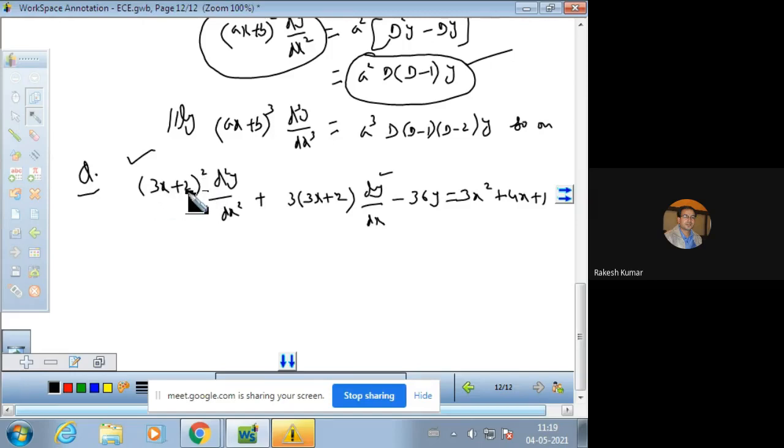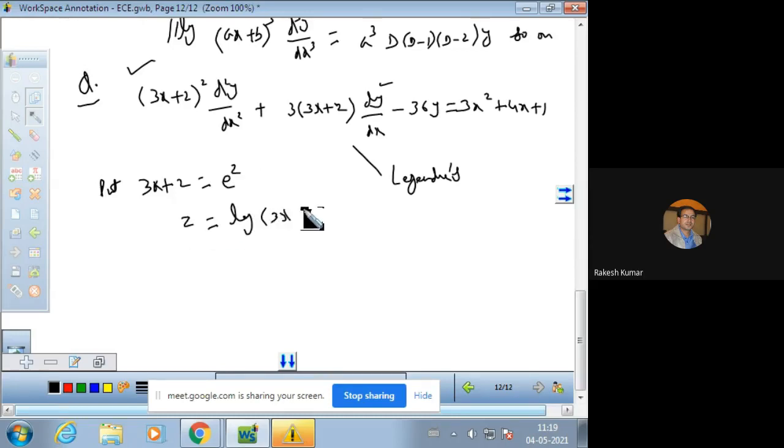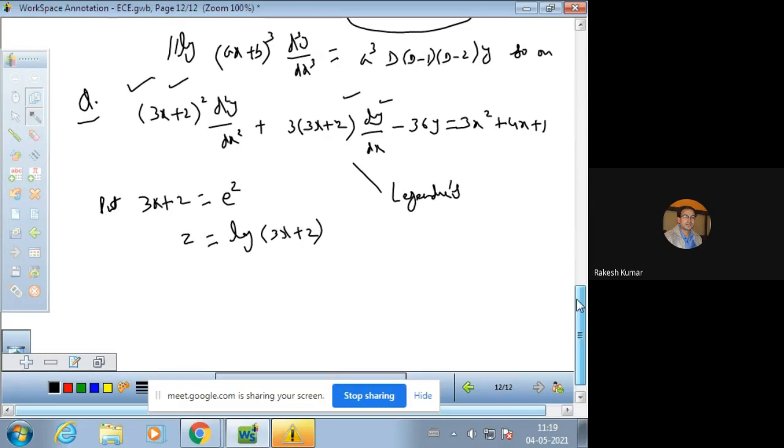What is a? 3. And what is b? 2. On comparison we can easily get the values of a and b. So this is a Legendre's linear differential equation. So you can put 3x plus 2 is equal to e raised to power z, and z comes out to be log of 3x plus 2. Or you can find out the values of the first order derivative term and the second order derivative term, as we have discussed in the article here.